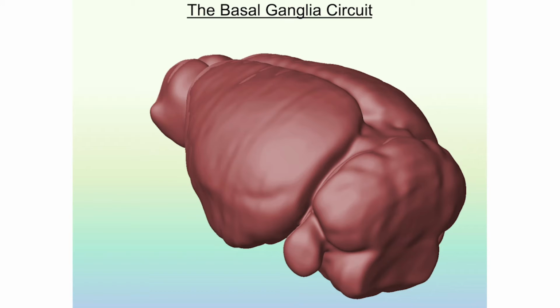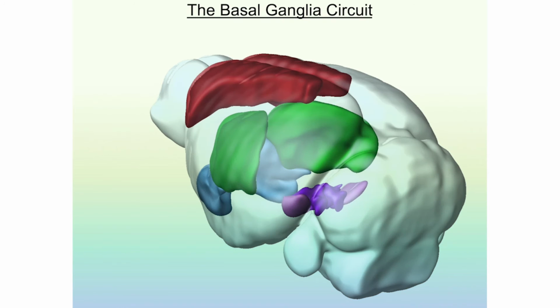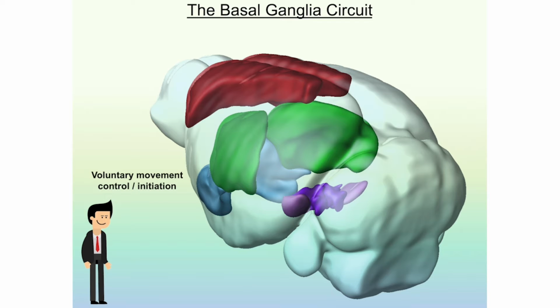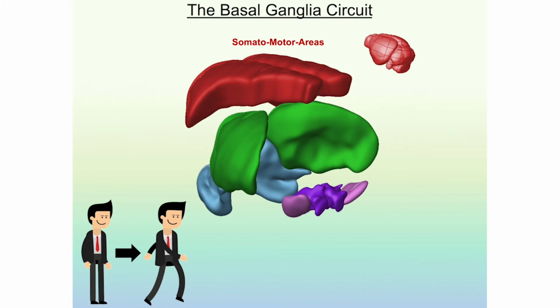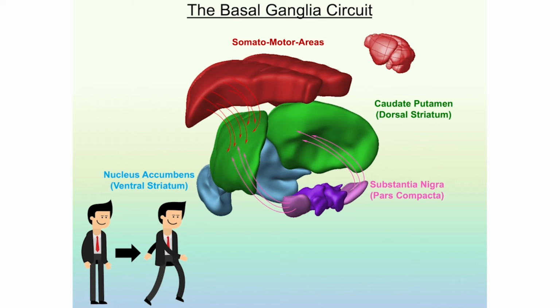Now we are interested in the basal ganglia circuit, which is involved in voluntary movement control and movement initiation. And of course, this is important for Parkinson's disease. In particular, we are interested in the communication between the somatomotor areas in the cortex and the caudate putamen in the dorsal striatum. So this part of the striatum is the main region involved in movement control and does not only receive glutamatergic input from the cortex, but also dopaminergic input from the substantia nigra in the midbrain.